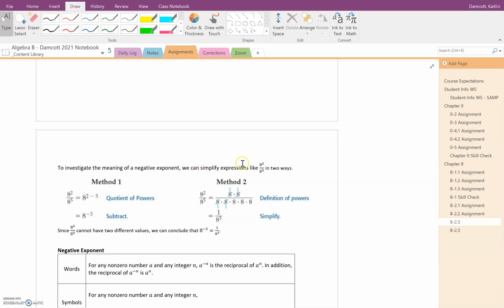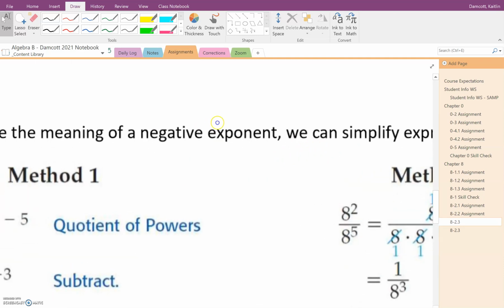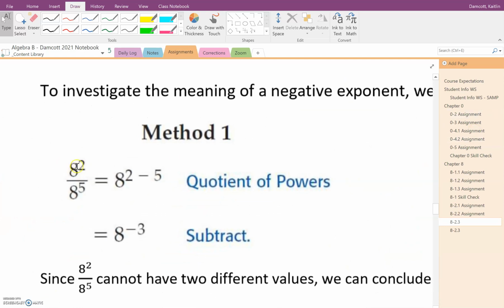So we are going to take a look at this expression, 8 to the second power divided by 8 to the fifth power. And we're going to look at two methods. So here's method 1. In this one, they are using that quotient power. So when you have the same base of a power and you are dividing them, you keep the base, so keep the 8, and then you subtract your exponent. So 2 minus 5 gives you negative 3. So they're saying that this 8 squared over 8 to the fifth is going to be equal to 8 to the negative third power. All right, so that's the first method.